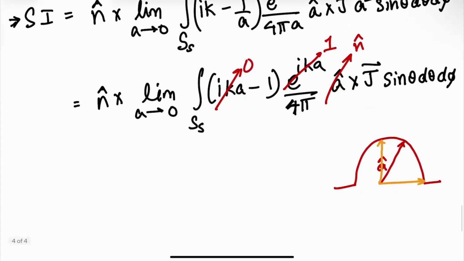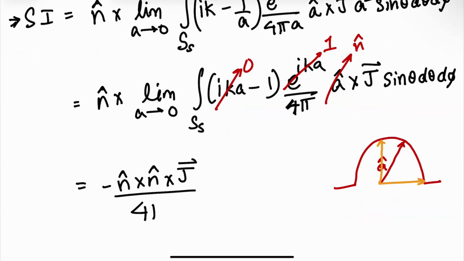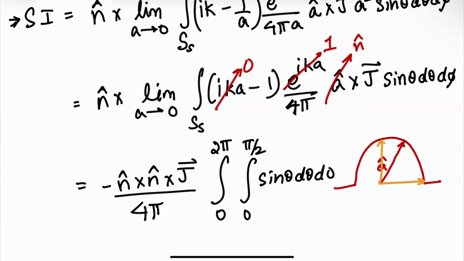Okay, so if that makes sense, then essentially you're left with minus n hat cross j, and you can bring j outside the integral because in the limit, that hemisphere becomes very small, which means j is constant over that hemisphere, over 4 pi, integral 0 to 2 pi, 0 to pi over 2, which is the hemisphere angles, sine theta d phi. You know this integral over a full sphere is 4 pi, which means for a half sphere it should be 2 pi. And so that 2 pi and this cancel, and you're left with 1 over 2.